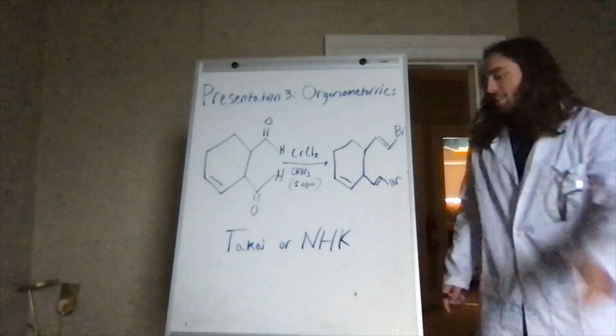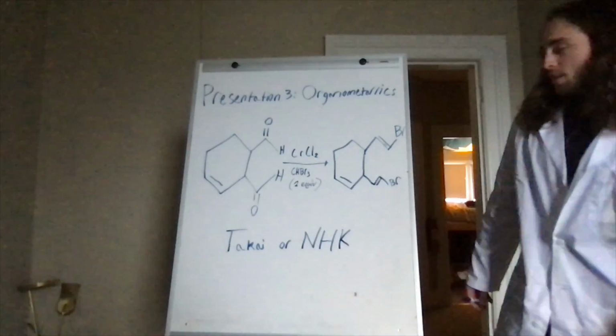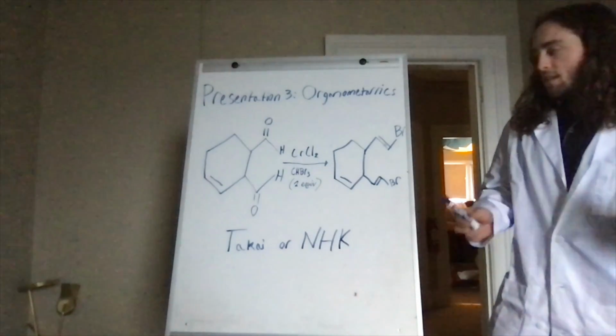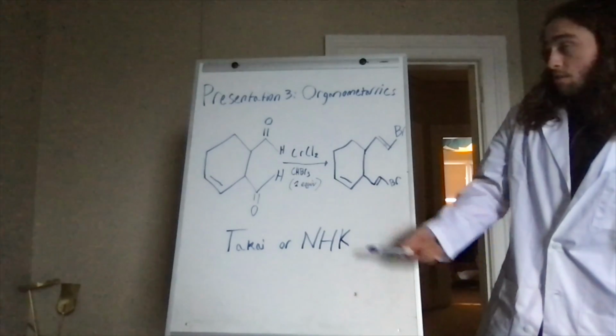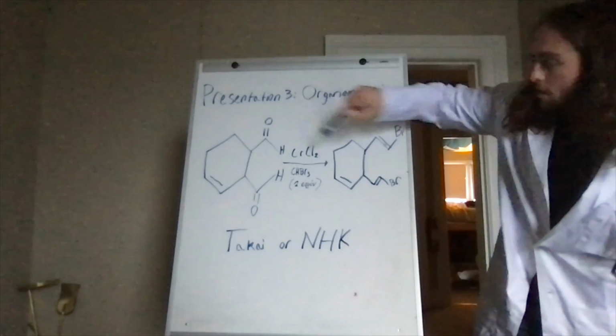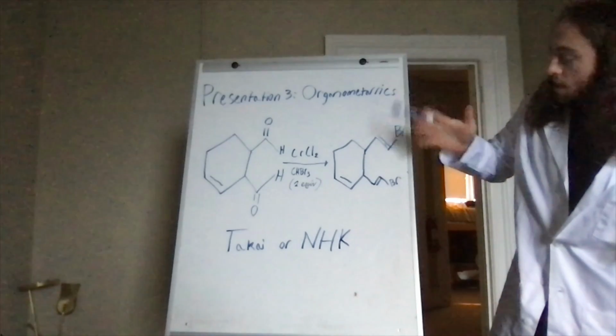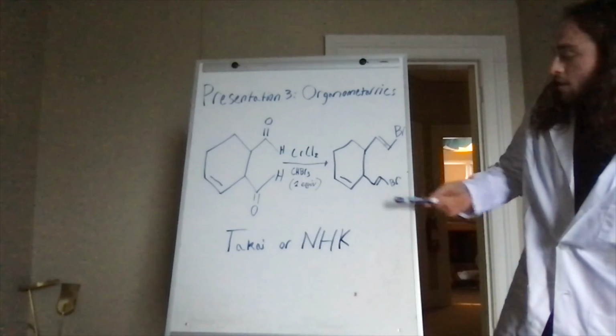All right, in this case, it is a Takai olefination. The reason why, or some dead giveaways, are that you're using CHBr3. The starting material, in this case, is an aldehyde. And in the product, you'll have an alkene connected to a leaving group.